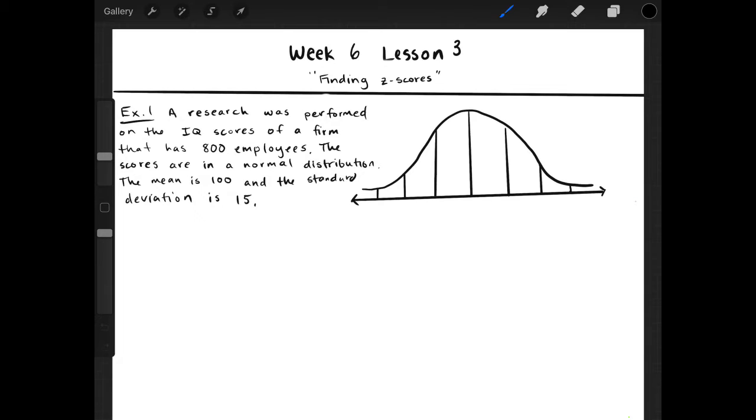This is our final lesson for week 6 here. Again, we are still working with this normal curve, and if you notice, this is the same exact example that we had from the previous lesson. But in this case, now we're looking for something called a z-score. First thing, let's talk about what a z-score is.